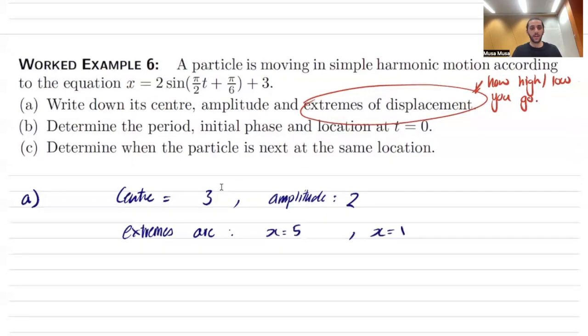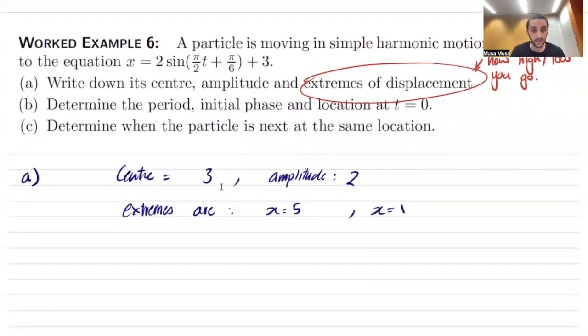Okay, part B says determine the period, initial phase, and location at t equals 0. Period equals 2 pi over the coefficient of t. The coefficient of t here is pi on 2. So if my math is correct, that's 4.